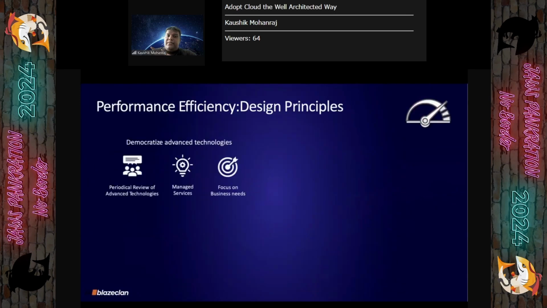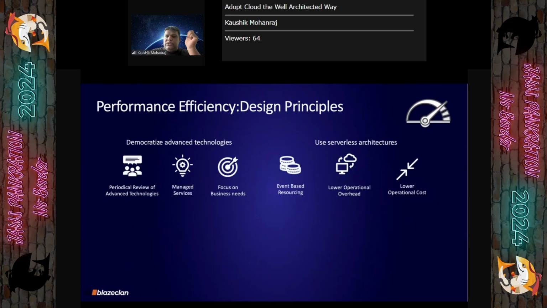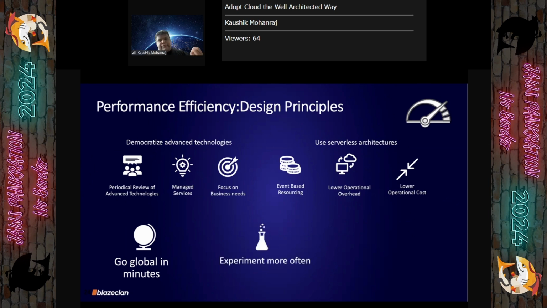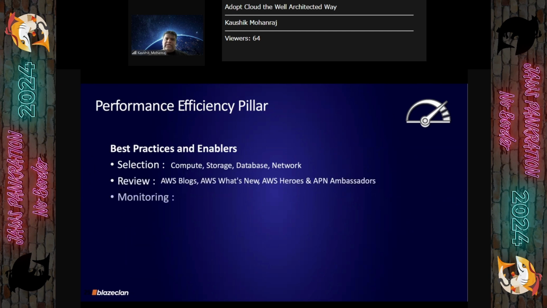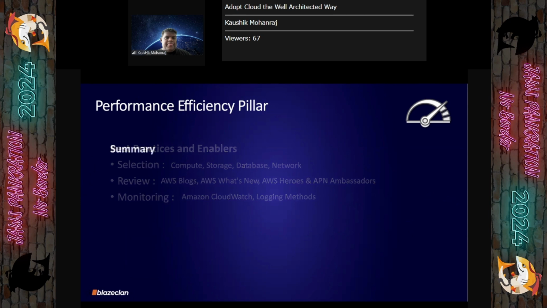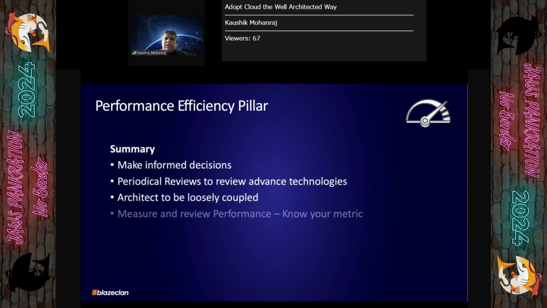Going to the fourth pillar, performance efficiency, where you ensure you are using advanced technologies, adopt serverless architecture as much as possible, right? Go global, because use the regions that are available, which you can't do on-prem. Go global, reach and deploy to customers who are near your customer using different regions. Experiment more, as I said, fail fast, fail cheap, and ensure that you have mechanical empathy, where you are aware of how systems work. So it is upon how you select the services, review all of these things, keep in touch with the latest updates, and continue to monitor whatever is being done, right? In summary, make informed decisions, periodical reviews, architect to be loosely coupled, and measure and review performance.